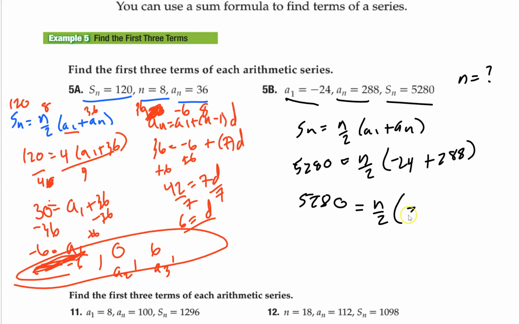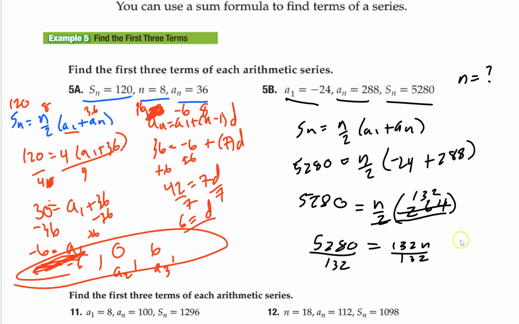Add those two up, I get 264. Now, n over 2 times 264, I can reduce these actually and get 132. So I get 5280 equals 132n.